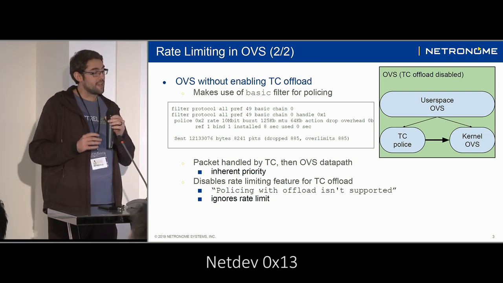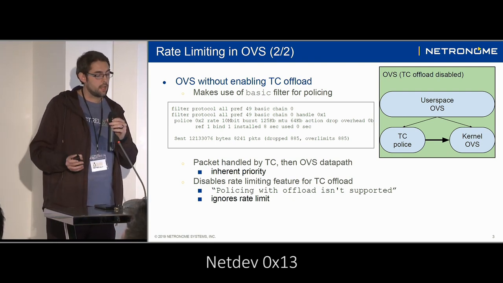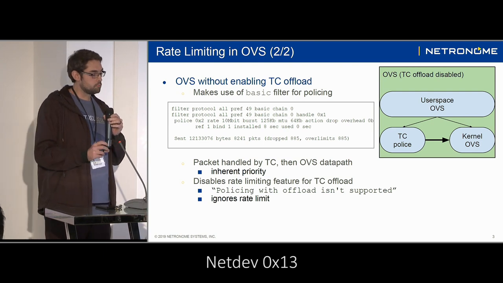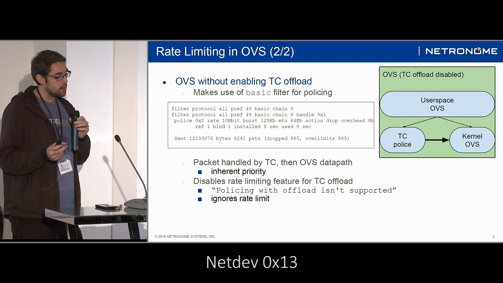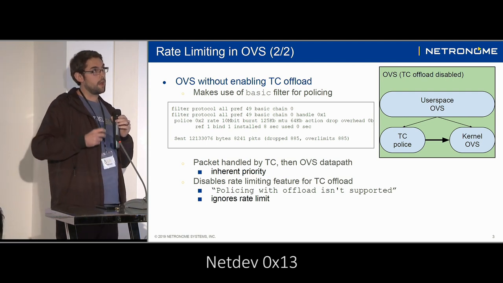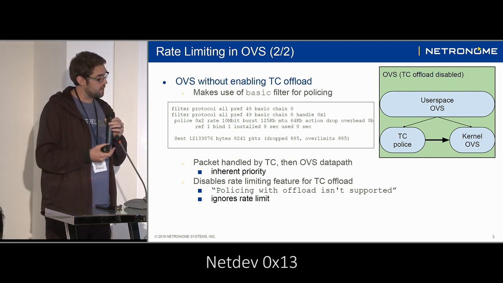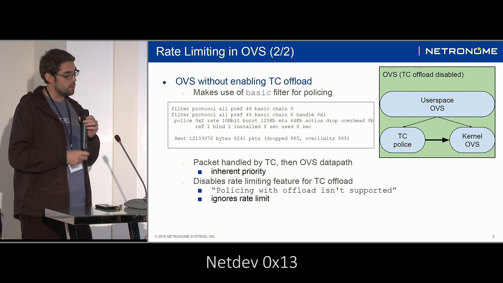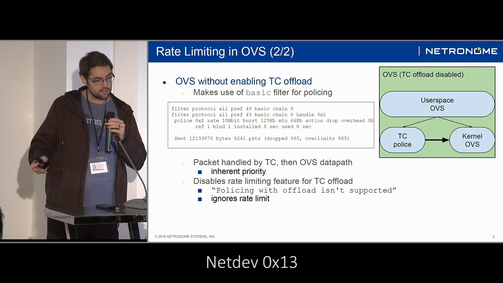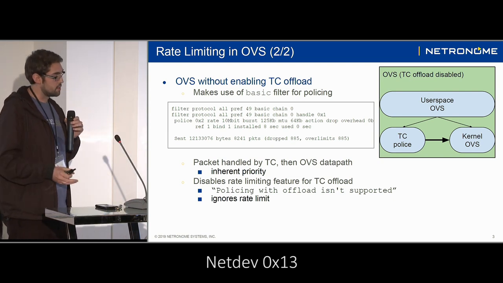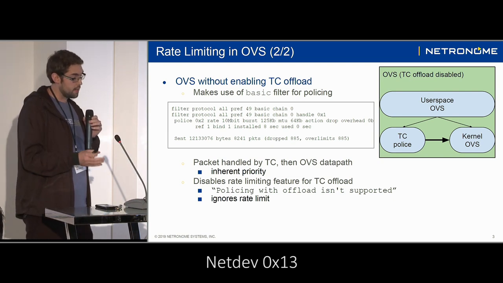Now what OVS has done here implicitly is it's created an inherent priority. So our TC policer will get the packet first, and then only after it has handled the packet, the kernel OVS data path gets the packet. So there is this inherent priority already.